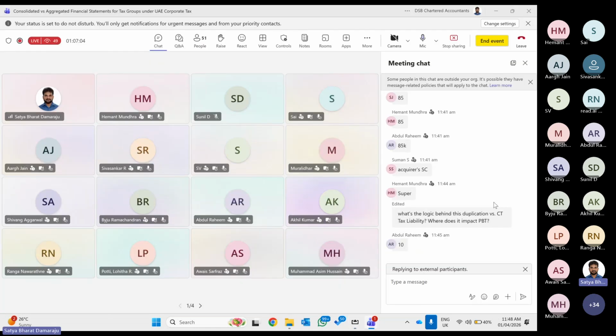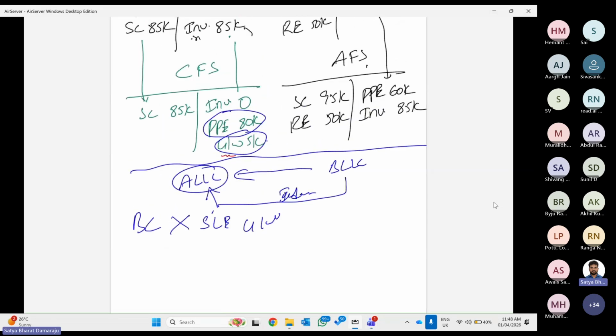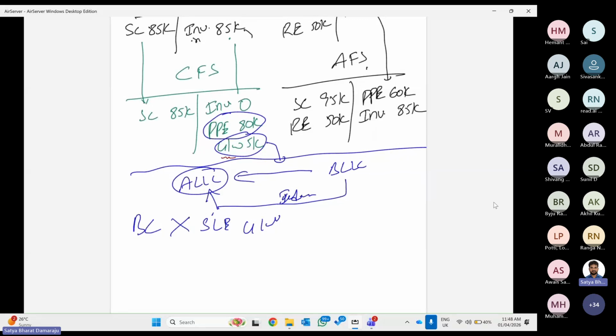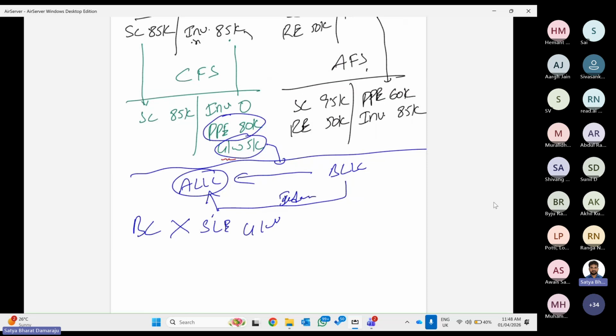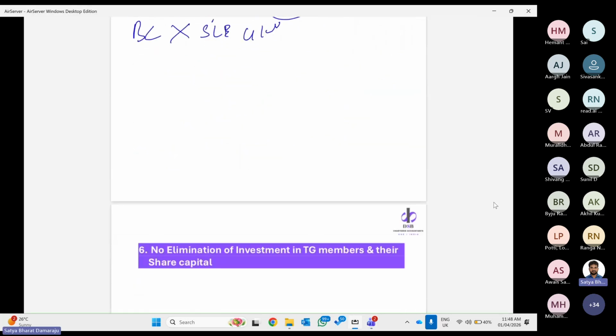Since no one is looking for the example, I'm just ignoring this one. Otherwise, for the goodwill, there is an exception. The exception is if, in the business combination, the acquisition is not a separate legal entity but just an independent business. In that case, goodwill will still be continued. If time permits, I'll take it in the last.